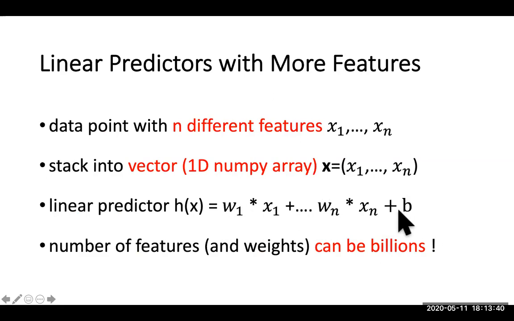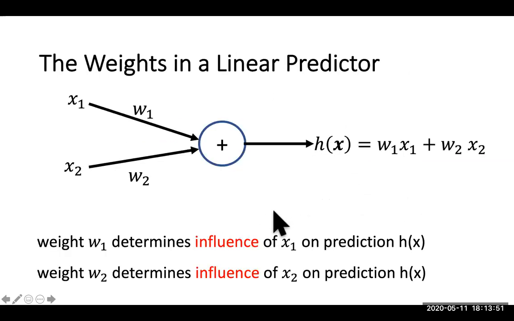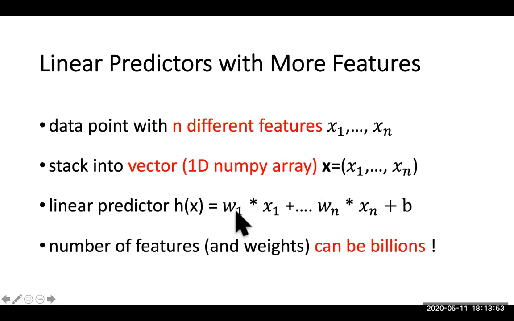Sometimes we just use linear predictors without an intercept term, and instead we can add a feature which is always equal to one. So we could say, for example, this first feature is always equal to one. So this W1 would then take the role of the bias.